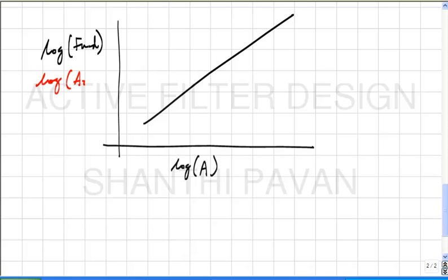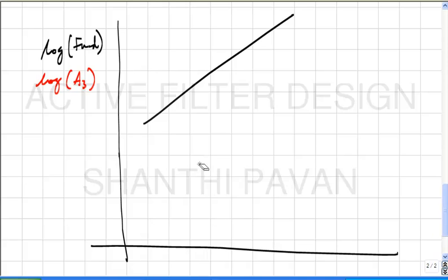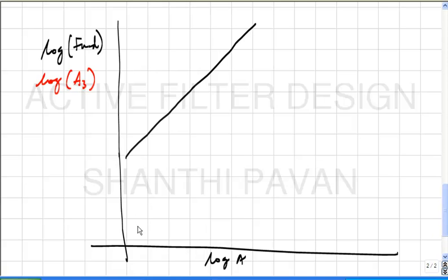Log of the third harmonic amplitude must be proportional to A cube. So on the log plot, the slope will be... let me be a little accurate and draw a line of slope 1, and a line of slope 3, something like this. Okay. All right.